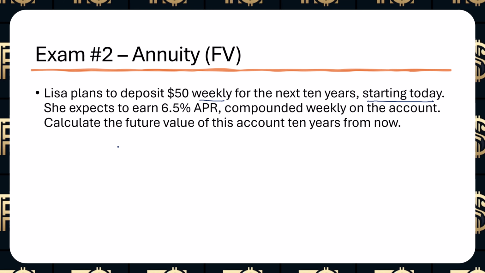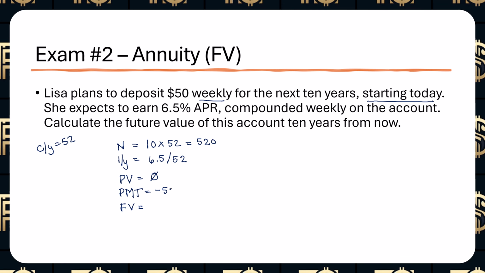Let's go ahead and set up our inputs. All right, N is 10 years times 52 because the compounding periods per year happens to be 52. It's weekly compounding. That means that there's going to be 520 weekly deposits into this account. She's going to earn 6.5%, but we have to divide that number by 52. She's not making any deposits today in this problem, the way we're setting it up. And her weekly payment is going to be $50. And the future value is what we are trying to solve for.